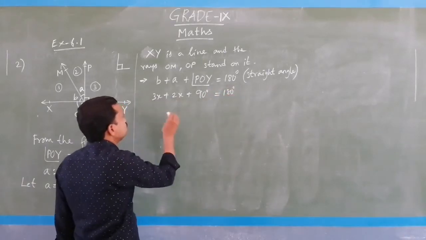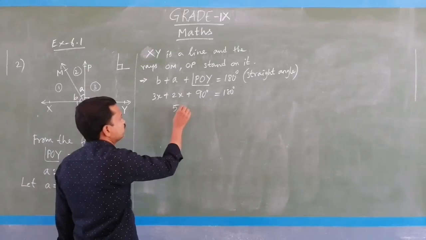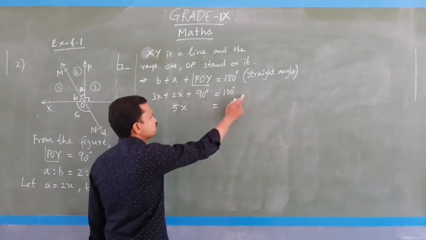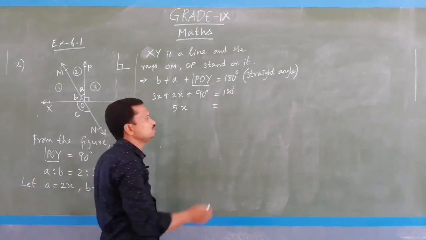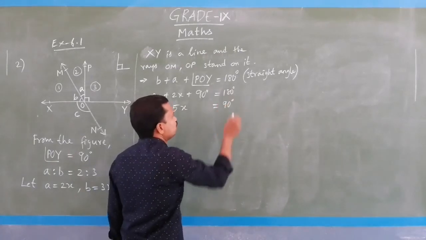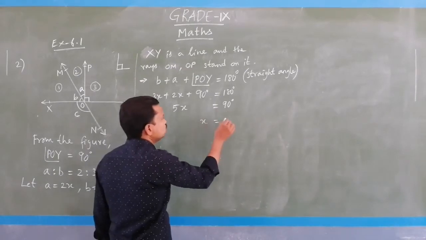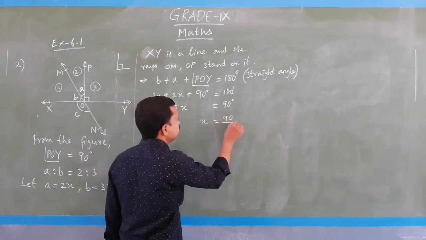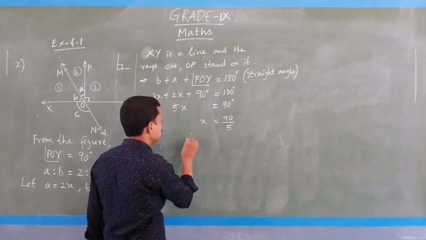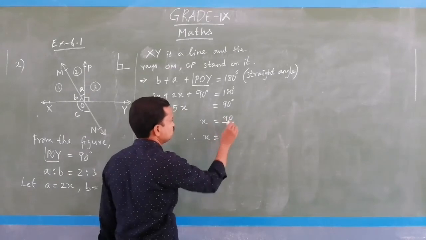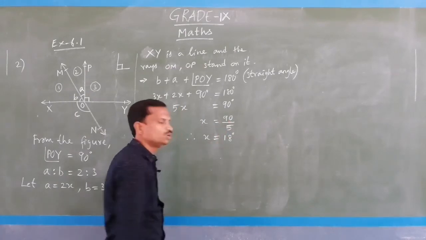And now if you add 3x plus 2x, we get 5x, which is equal to 180 minus 90. Bringing this 90 to the right side, it becomes 180 minus 90 degrees, which is nothing but 90 degrees. So, 5x equals 90 degrees. Therefore, x equals 90 divided by 5. So, x is equal to what? 5 eighteens are 90. So, x equals 18 degrees.